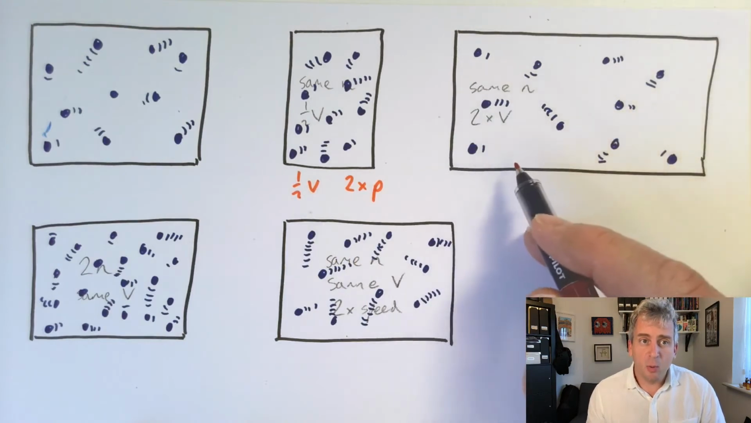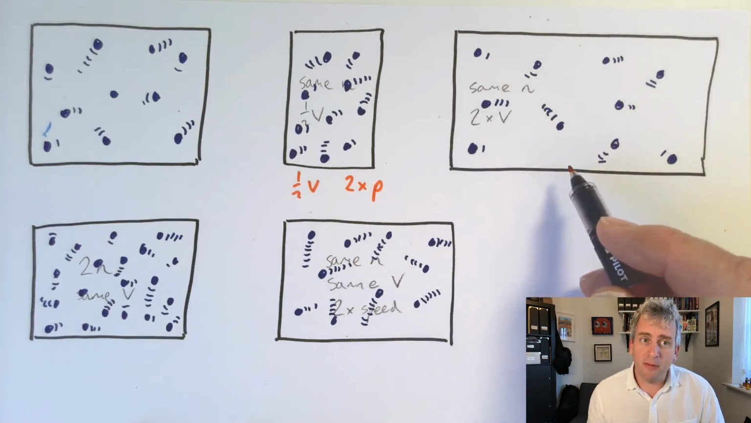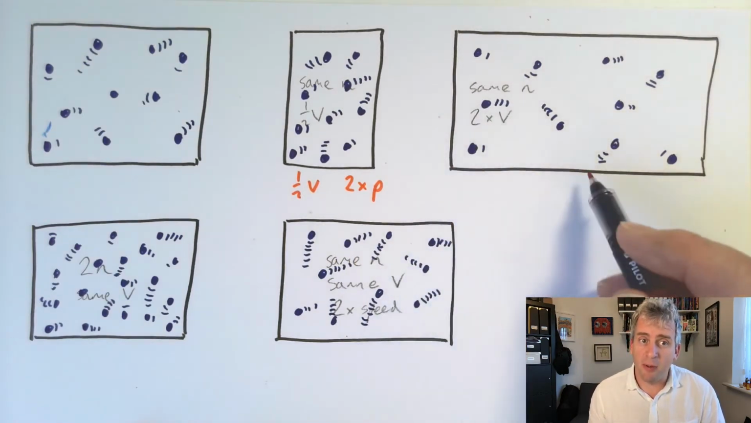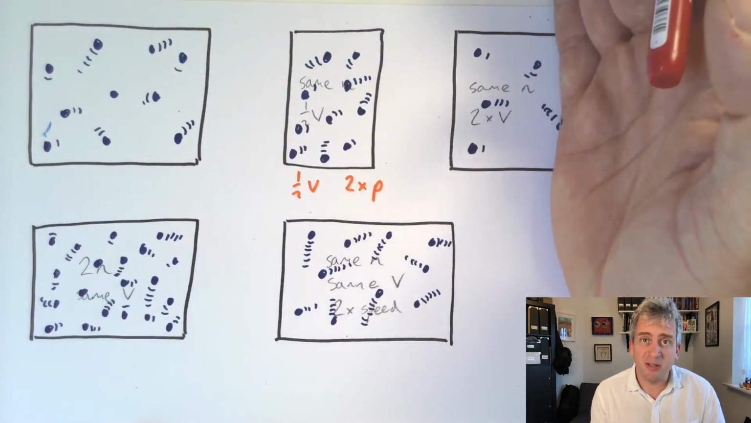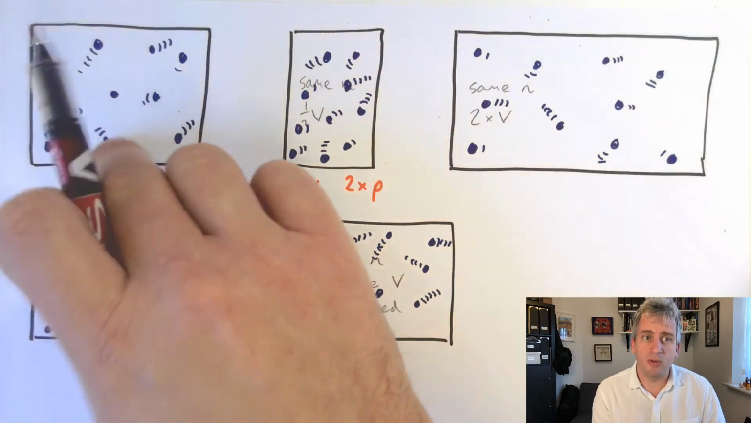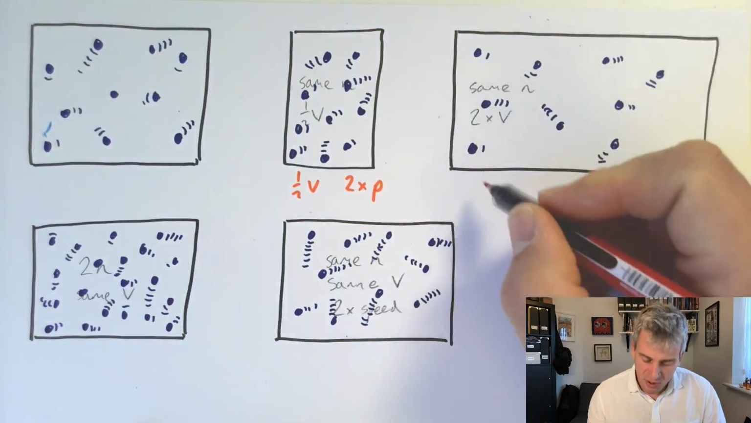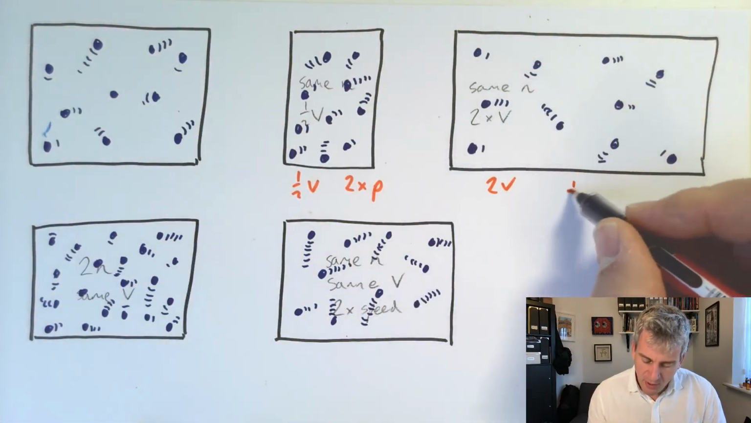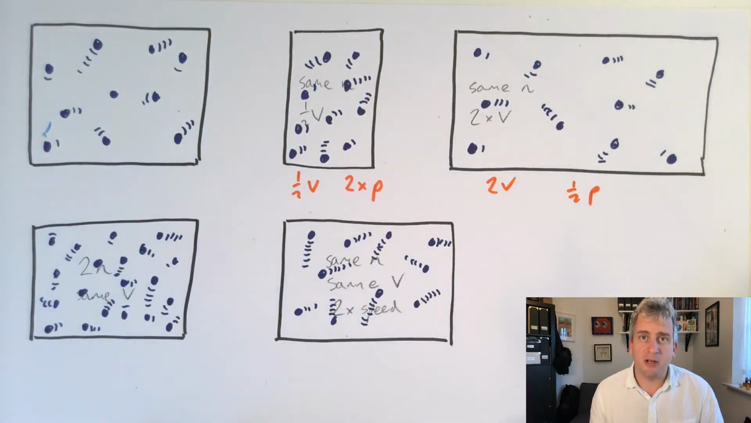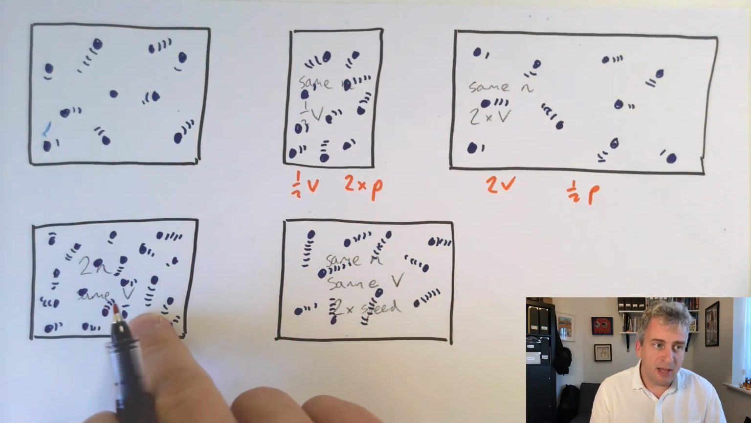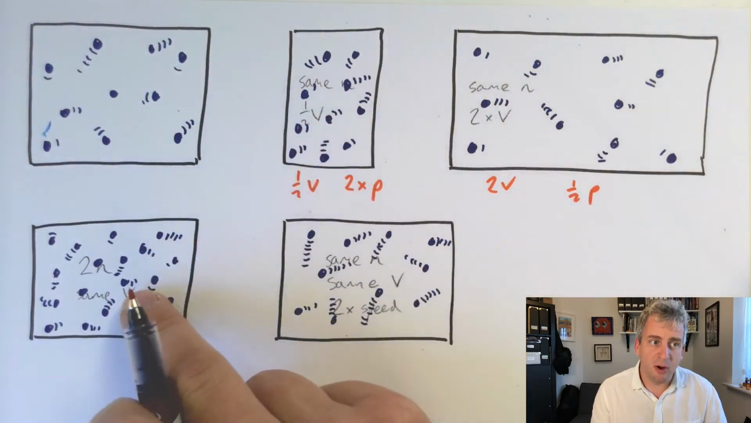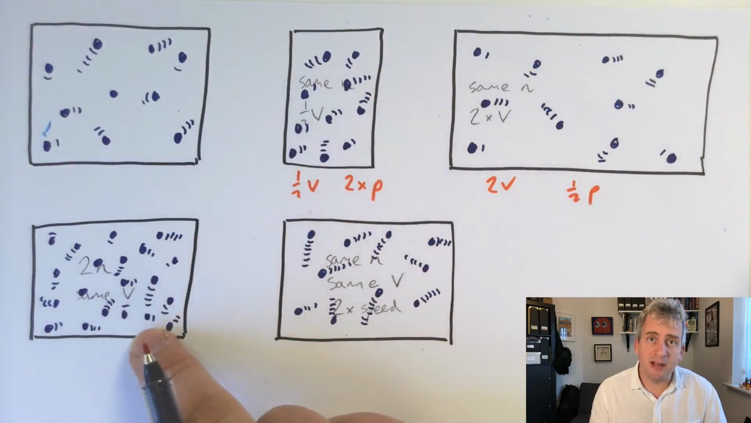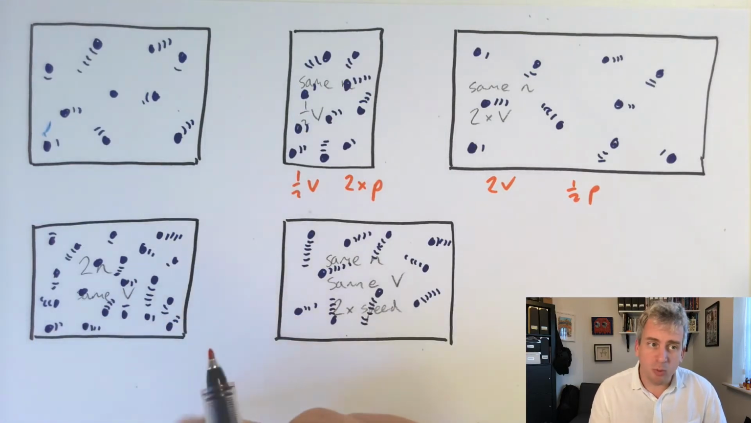Similarly here, we've got half the pressure exerted, half the number of collisions. So if we consider a box here, we've only got on average 5 particles there. So compared to what's going on here, we've got twice the volume and half the pressure. Down here, it's actually the same situation as this. On average, we've got twice as many collisions happening on each wall.